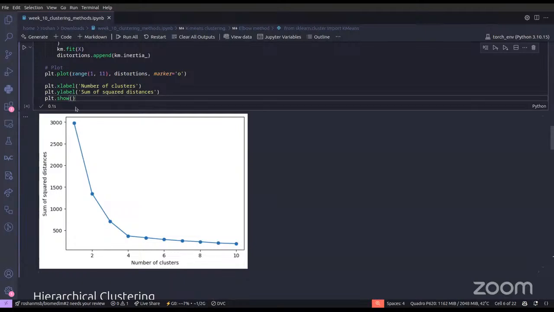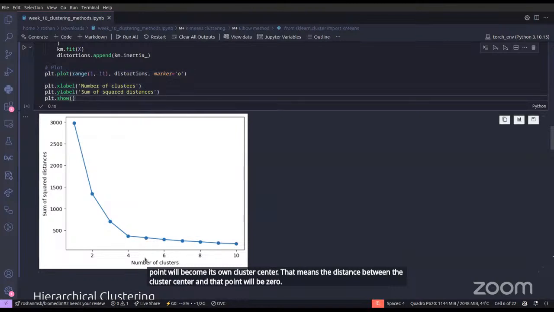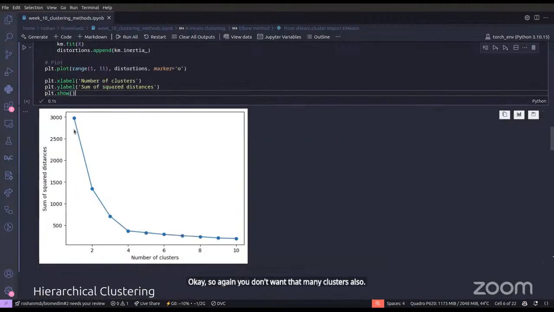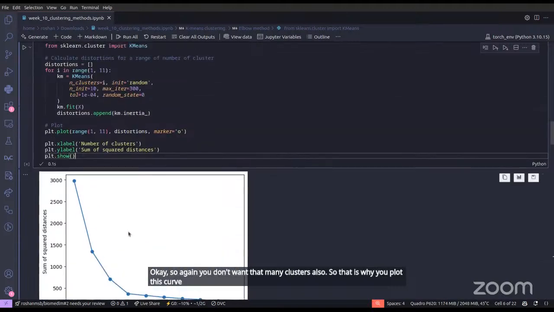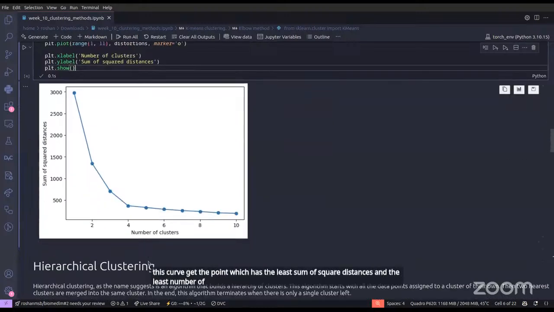It should be equal to the number of points in your data set, right? So each point will become its own cluster center. That means the distance between the cluster center and that point will be zero. So again, you don't want that many clusters also. That is why you plot this curve, to get the point which has the least sum of square distances and the least number of clusters also.